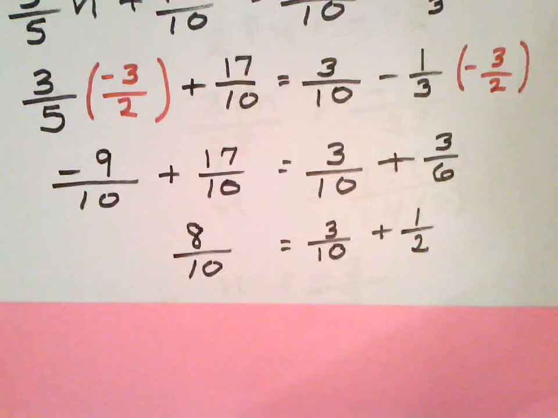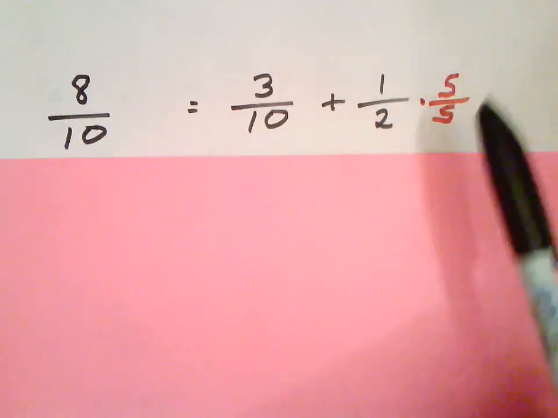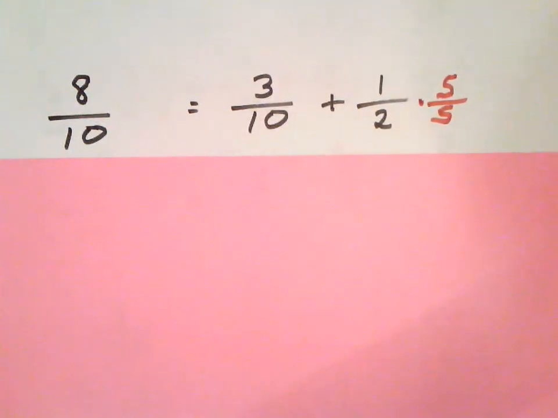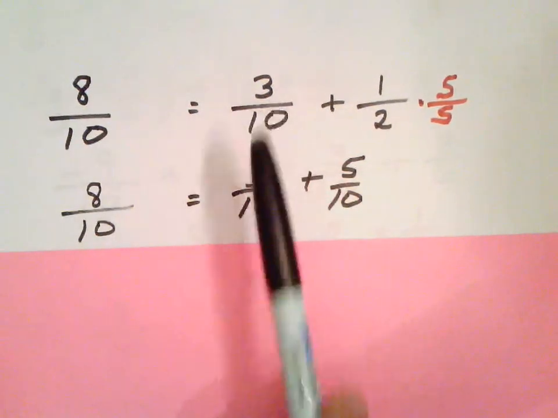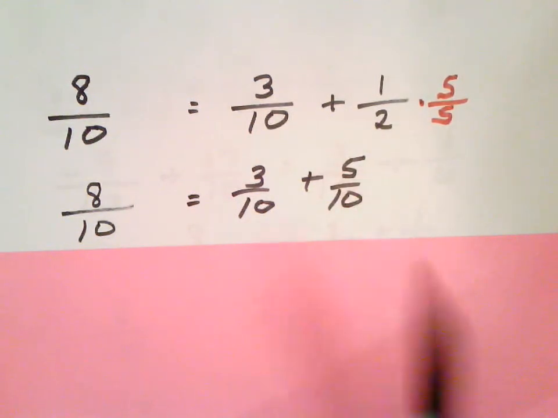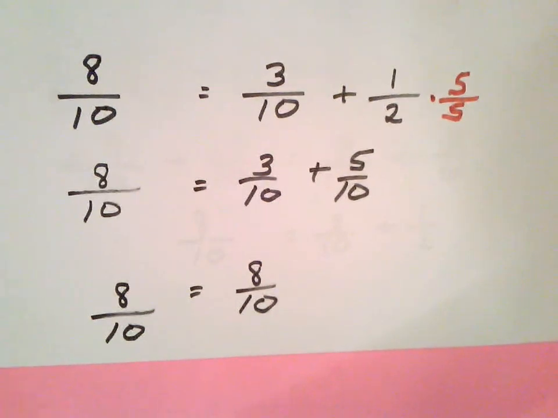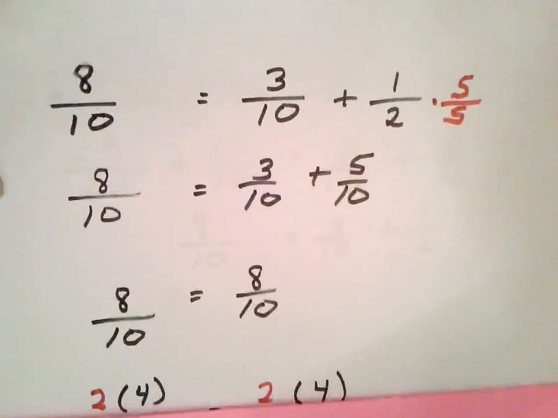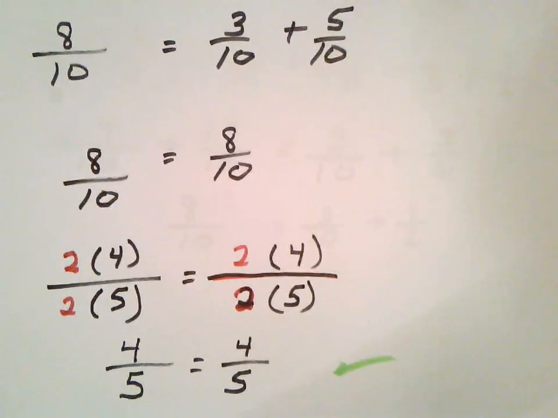We're trying to show that each side is equal to the other side. So I'm going to take that 1/2 and multiply it by 5 over 5 so that I can get a 10 in the denominator. So I have 8 over 10 equals 3 over 10 plus, and when I multiply the two numerators and two denominators, I get 5 over 10. And we have 8 over 10 equals 8 over 10. And if you want to reduce it to lowest terms, you're going to end up with 4/5 equals 4/5. And it does check.